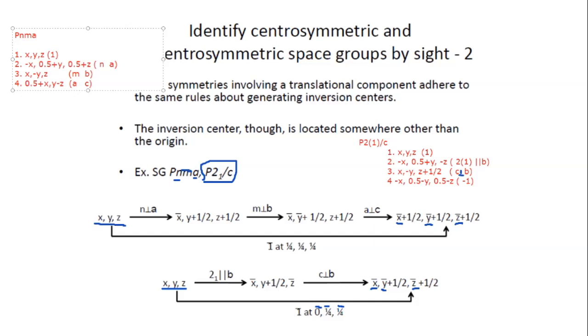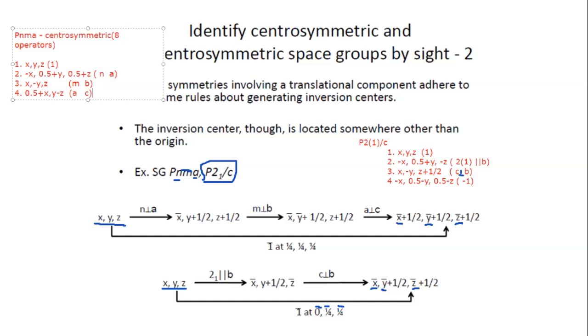Now, Pnma has 3 perpendicular axes. Three glide planes on perpendicular axes is going to have an inversion center. So since Pnma is centrosymmetric, it's going to have 8 operators. So we only have 4 operators. So how do we generate the other 4 operators? And that's by combining the different symmetry operators.